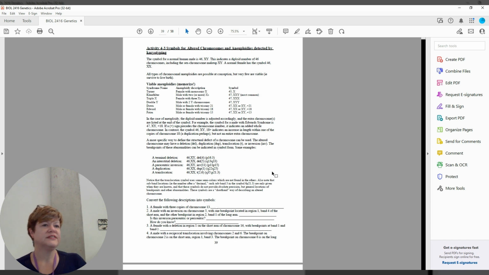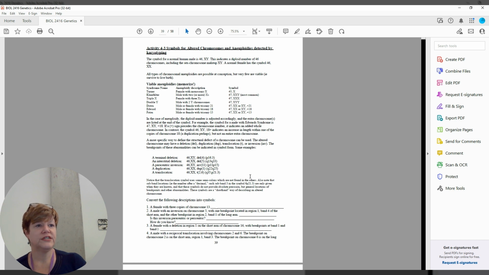So down here at the bottom, I have 7 questions. Well, 7 statements, 7 descriptions of what a cytogeneticist might see on a karyotype, and you're going to convert those descriptions into this symbol format. If it's an aneuploidy, a monosomy, or a trisomy, you'll model it after what we have up top. If it is a structural abnormality, a deletion, a duplication, an inversion, or a translocation, you'll model it after these examples right here in the middle.